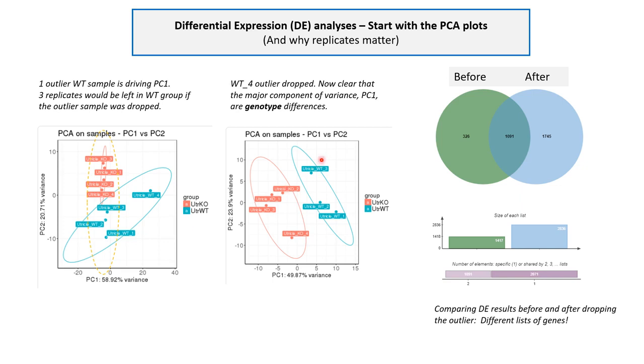Reanalyzing the data after the removal of sample wild-type 4 shows that the samples are now well separated by genotype. And comparing the DE gene lists before and after the removal of sample wild-type 4 demonstrates that the results can be dramatically different. Nearly 2,000 DE genes were revealed after the removal of this technical noise.